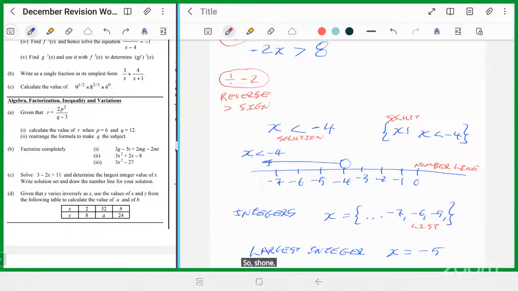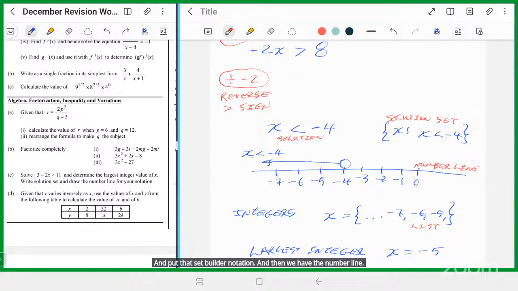Solution set. So note those differences. You have a solution, which is what you get when you solve what was given. The solution set, where you put the solution in set brackets like that, and put that in set builder notation. And then we have the number line.